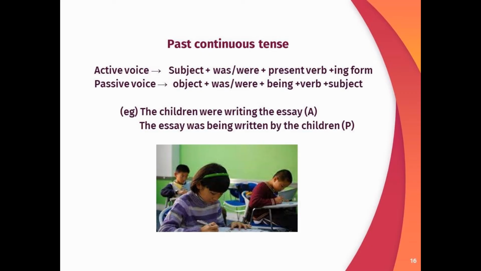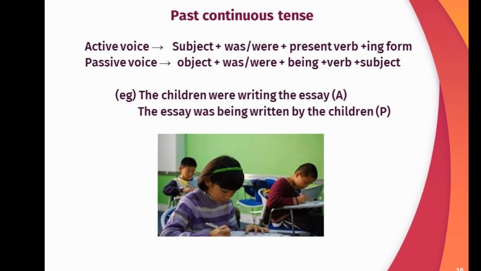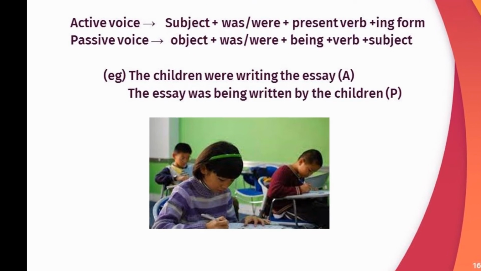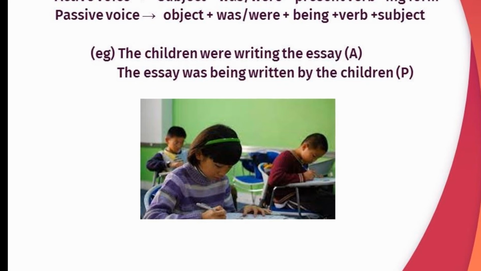Then next, past continuous tense. Active voice, subject plus was or were plus present verb plus ing form. Passive voice, object plus was or were plus being plus verb plus subject. Example: the children were writing the essay. When we change it into passive voice, it becomes the essay was being written by the children.